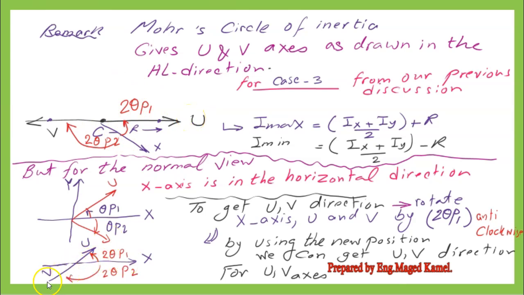We can find that the u direction in the normal view is above the x-axis by an angle of theta B1, while the v direction in the normal view is below the x-axis by an angle theta B2. The axis Ixy will rotate as well, and we will discuss that in the last slide.